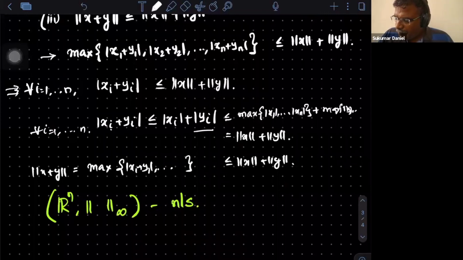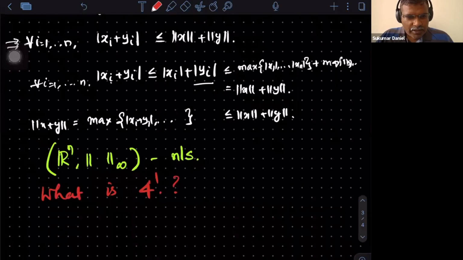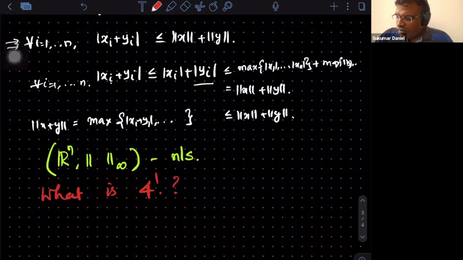So there's an exercise you can think about: what is 4 dash. But there are further quick things that we want to learn. Okay, good. You can think about this in the discussion time. So just notice a few things I want you to observe.